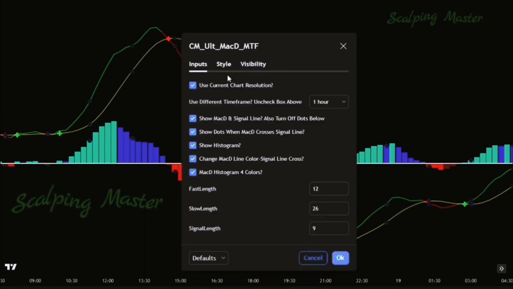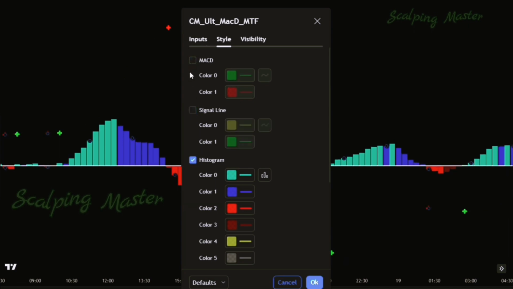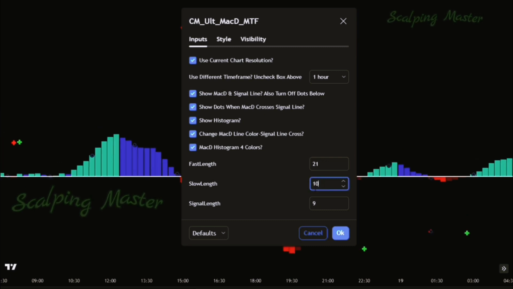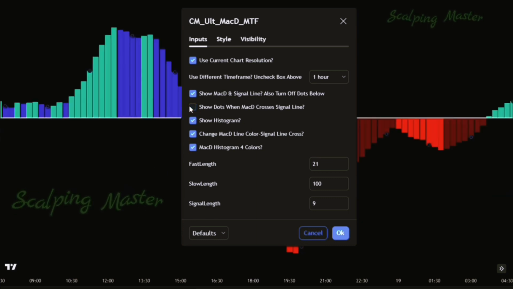In the Style tab, disable both the MACD and signal options, as we won't be needing them in this strategy. Next, move to the Input section. Change the fast length option to 21 and the slow length to 100. And lastly, uncheck this option to remove the signal cross pointers on the chart, as they won't be necessary either.